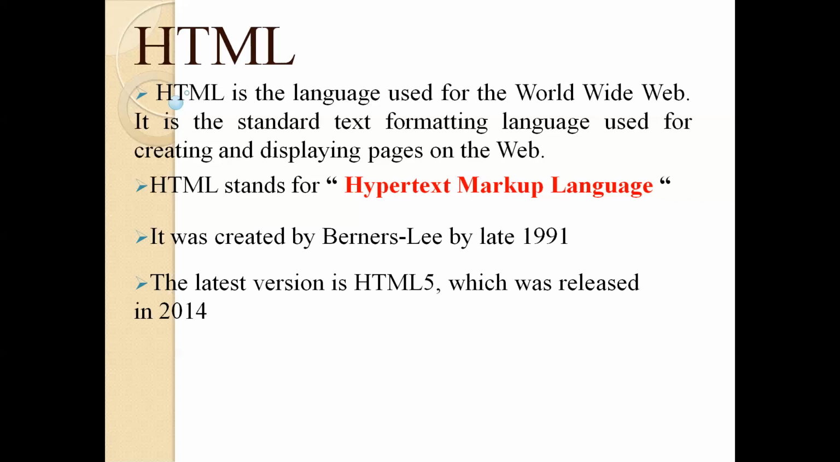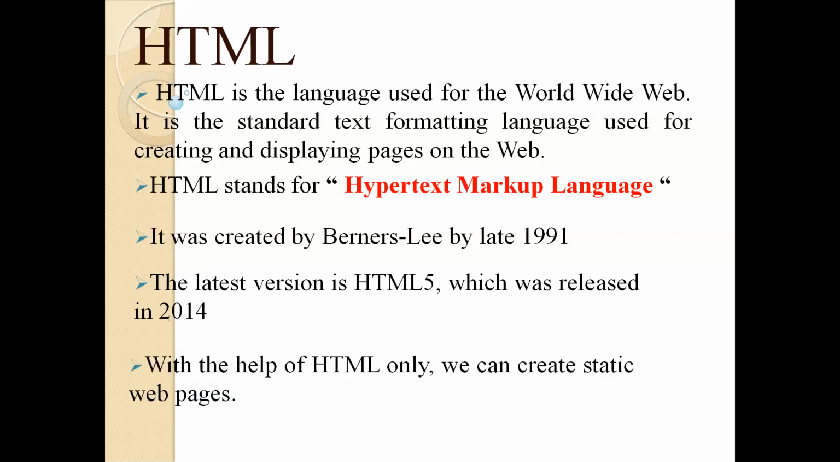After the creation of HTML in the late 1991, at the time we had only one version, that is HTML 1.0, and then later some functionalities were added by version, and then we got HTML 2, HTML 3.0, HTML 4.0, and at present the latest version of this hypertext markup language is HTML5, and it was released in 2014. So the present latest version is HTML5, and it was released in 2014.